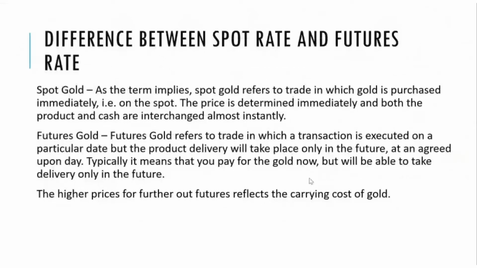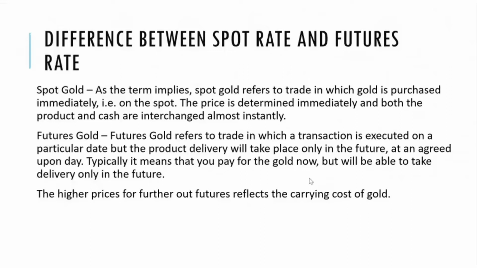Difference between the spot rates and the future rates is what we're going to see next. Now, spot gold, as the term implies, refers to the trade in which gold is purchased immediately and the price is also determined instantly and the cash is almost exchanged instantly. Now, when it comes to futures gold, as we saw before, futures gold refers to a trade in which a transaction is executed on a particular date, but the product delivery will take place only in the future at an agreed upon date. Typically, it means that you will pay for the gold now, but we will be able to take the delivery of the gold only in the future.